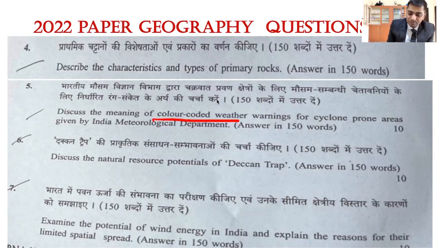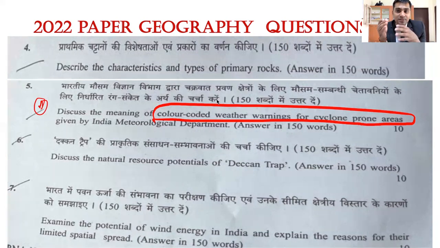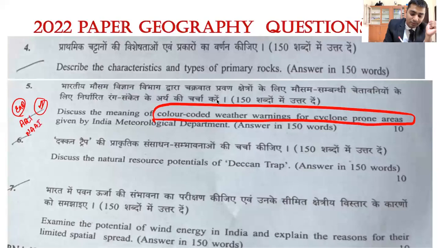Color-coded weather warning system for cyclones. This is something out of context. Out of context in the sense we don't prepare it prior, right? Where we study this is, we study these things in the so-called environment. In the ecology and environment, we study air quality index, national ambient air quality index, right? In these 2 things, we study about air quality index.